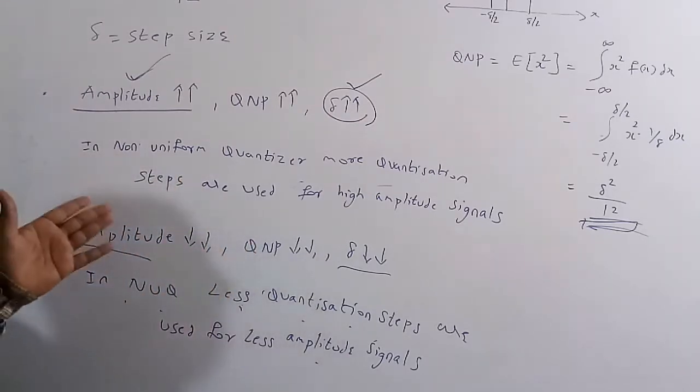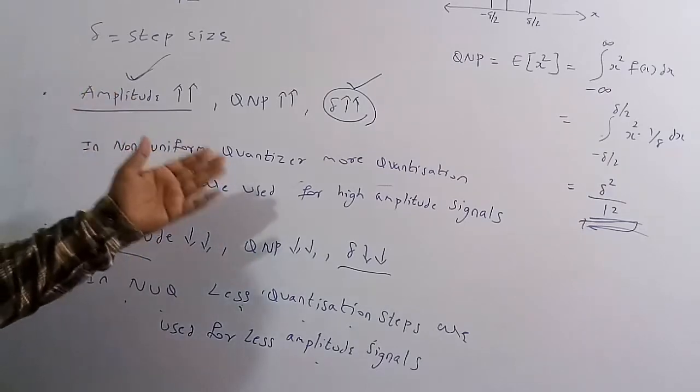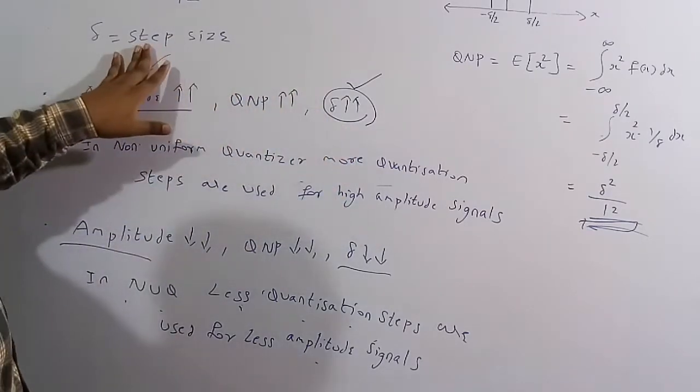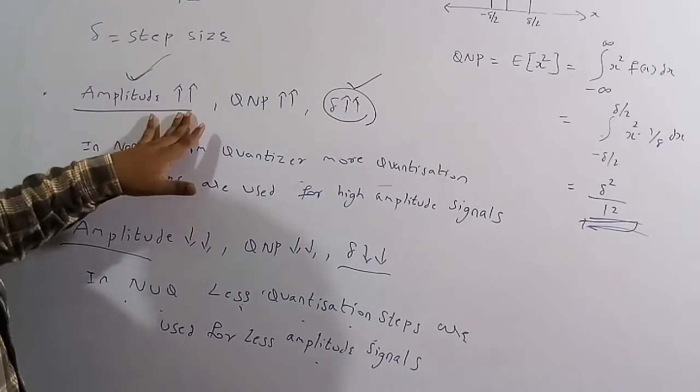In this question they ask, if delta increases, meaning the quantization noise power increases, for which signals; the answer is for the high amplitude signals only.